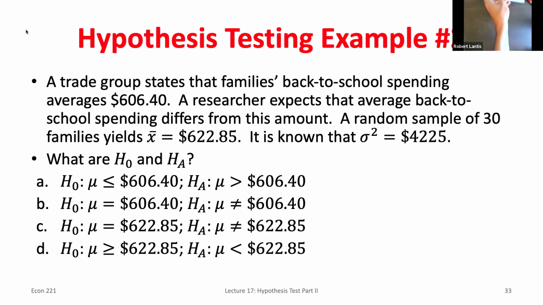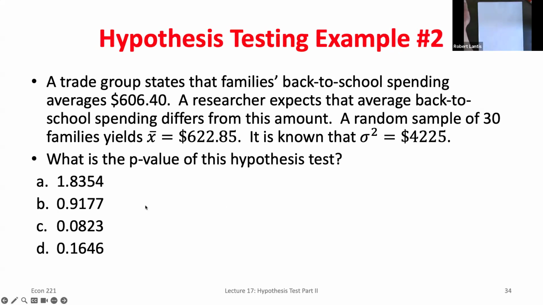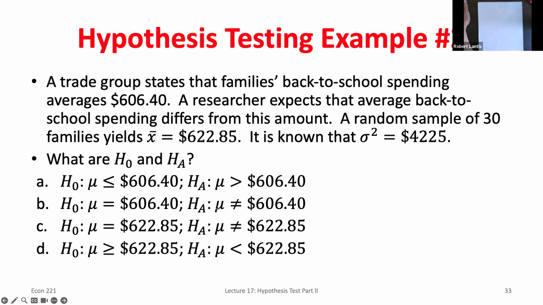Anytime I see the words "different than," I should automatically be thinking I've got a two-tailed test. Because "different than" means not equal to. So I'm saying, is the true population mean not equal to $606? I assume the opposite is true, which is that it's exactly equal to $606. So I've got my two-tailed test here.